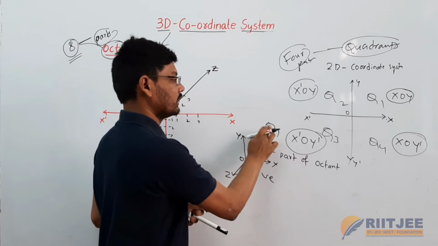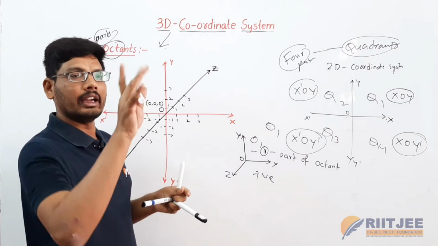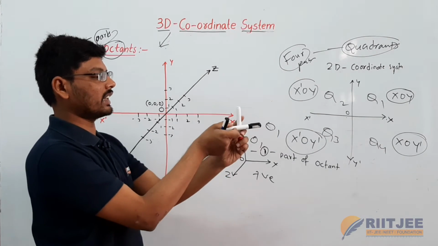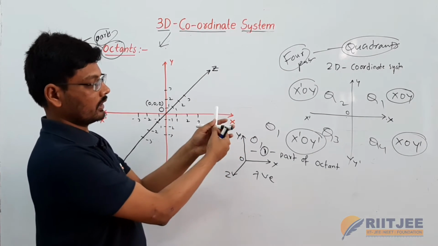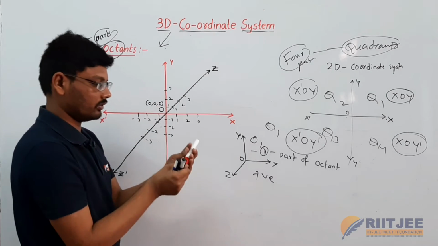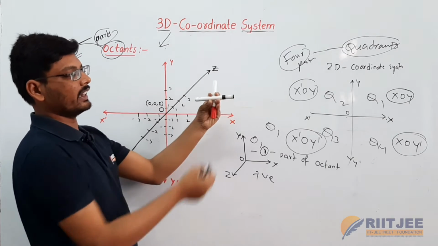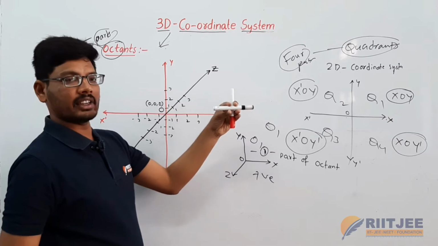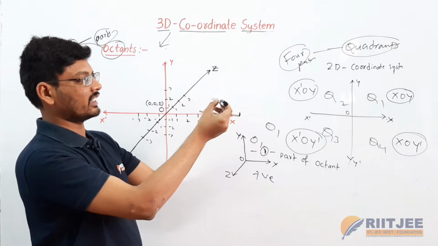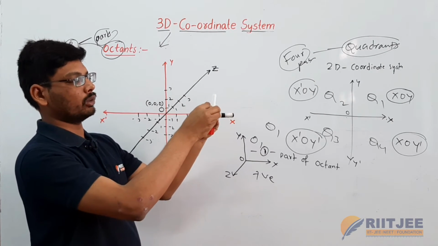So this is octant 1, positive x axis, positive y axis, positive z axis, this is octant 1, O1 here. Similarly, how many parts of octants are there here? 8 parts of octants are there here. So I am taking this x axis, y axis here. The perpendicular intersection of these two lines is the x and y axis, and one more axis is intersecting these two axes, mutually perpendicular to each other.